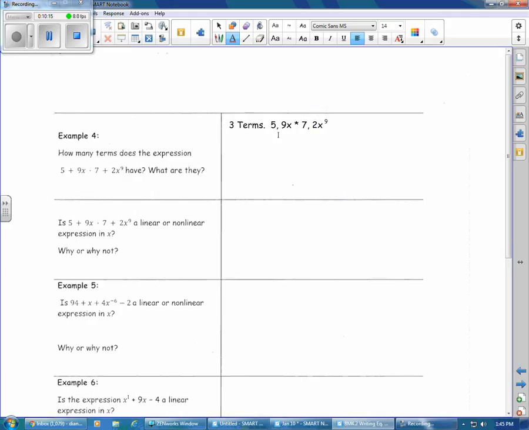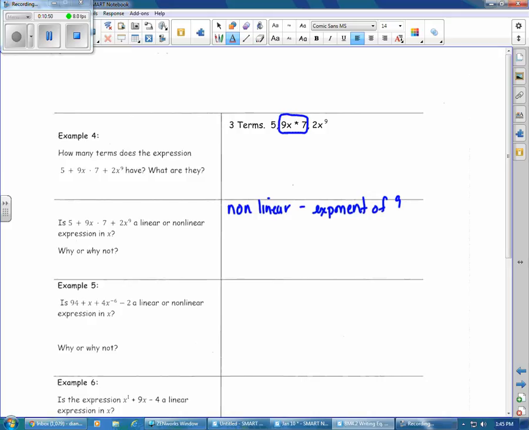So I've got three terms: 5, 9x times 7, and 2x to the ninth power. Is it a linear or nonlinear expression? Hopefully all of you are saying in your head, nonlinear. Why? Exponent of 9 on that x. Now, we can simplify this problem, not because we have like terms, but because we have this 9x times 7.